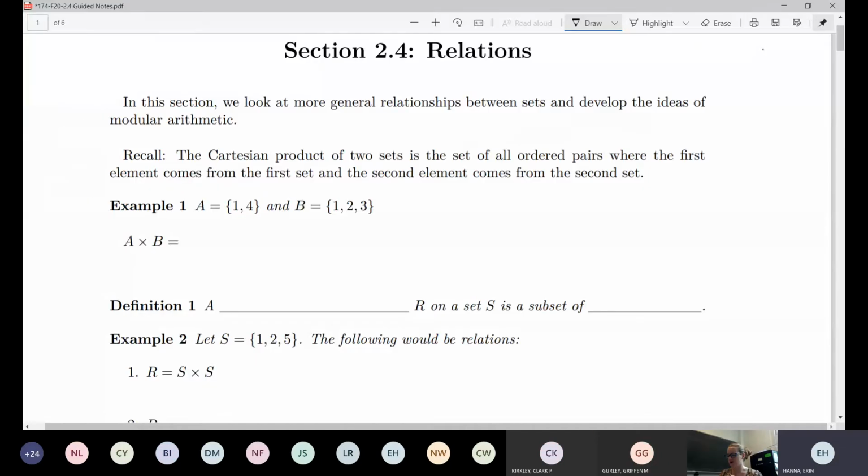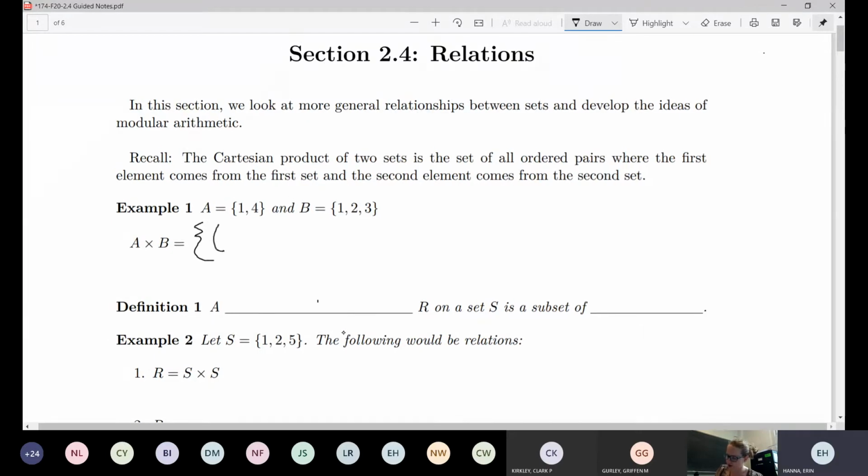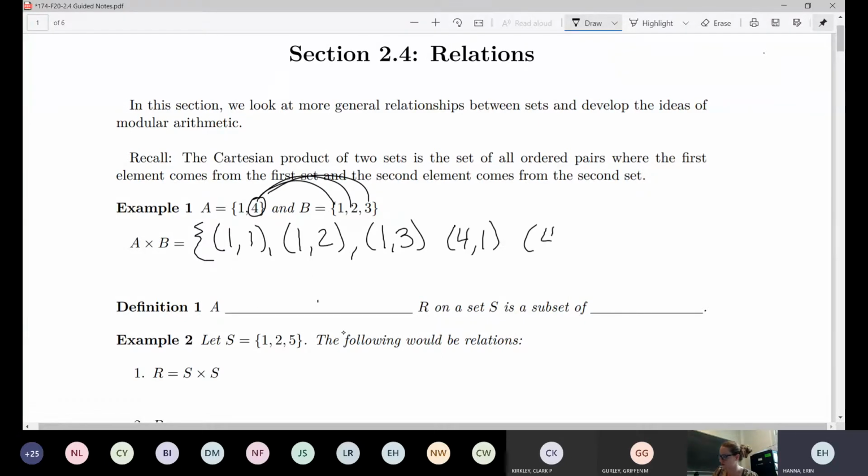If I wanted to write out the Cartesian product for these two sets, we'd have (1,1), (1,2), (1,3). Essentially this first element with every single element of B. And then we jump to using 4 with every element of B. So (4,1), (4,2), (4,3). A reminder on that Cartesian product idea.